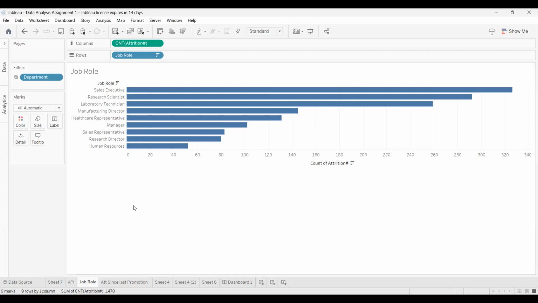And then when you look down, you see that the human resource, the research director, and the sales representatives down here have the least attrition levels of the entire company. So this is mainly what this particular graph means, and this is how I came up with it.